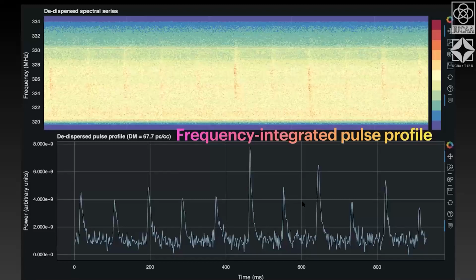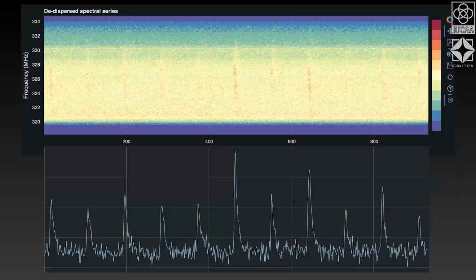And what you have to do is fold it. Folding, essentially what it means is you use that period, the period between these pulses. So in this particular frequency integrated time series, using the period as a modulo, you keep on adding or stacking these pulses on top of each other so that you get a single integrated pulse.